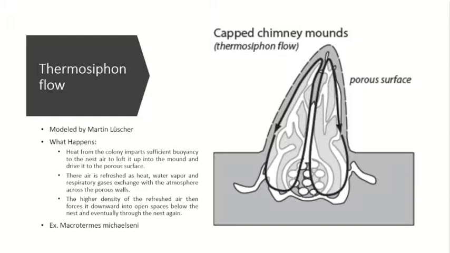What happens here is that heat from the colony, roughly 100 watts, imparts sufficient buoyancy to the nest air to loft it up into the mound and drive it to the porous surface. Then, the air gets refreshed as heat, water vapor, and respiratory gases exchange with the atmosphere across the porous walls. Then, this refreshed air, having higher density, moves downward into open spaces below the nest and eventually through the nest again. This mechanism is thought to operate in mounds with capped chimneys such as those of Macrothermes michelseni.